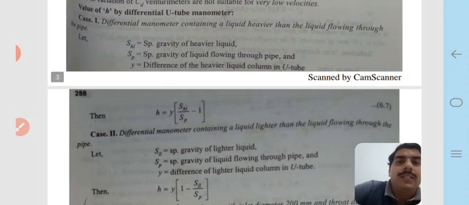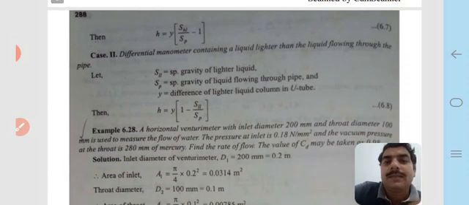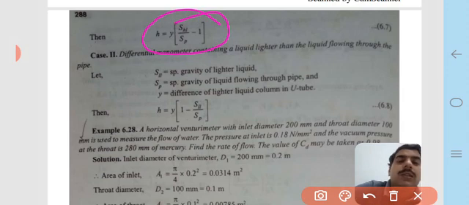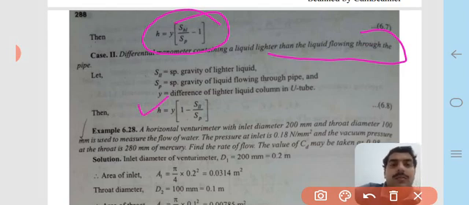Value of H by differential U-tube manometers. Case 1: differential manometer containing a liquid heavier than the liquid flowing through the pipe. The value of H will be taken as H is equal to y within bracket (SHL upon SP minus 1). Case 2: a liquid lighter than the liquid flowing through the pipe. This is the value of H: H is equal to y within bracket (1 minus SLL upon SP), where SLL is the specific gravity of the lighter liquid and SP is the specific gravity of the liquid flowing through the pipe.